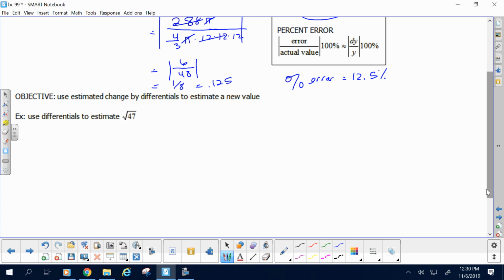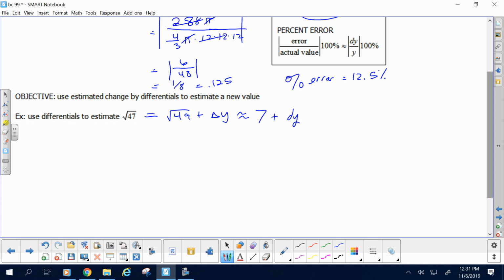Okay. Anyway, use estimated change by differentials to estimate a new value. Now here, this is going to look a little like a tangent line. There's probably 70% overlap with a tangent line. If I use differentials to estimate the square root of 47, I could say this is close. This is, actually, let's go here. This is square root of 49 plus some change. I could think of it as starting at a good point nearby, as square root of 49 is the closest nearby good root. Now I could approximate that with 7 plus, instead of delta y, I could approximate it with dy.